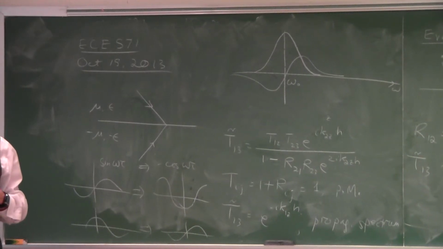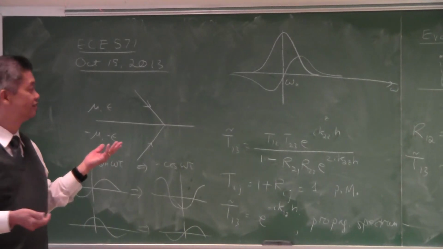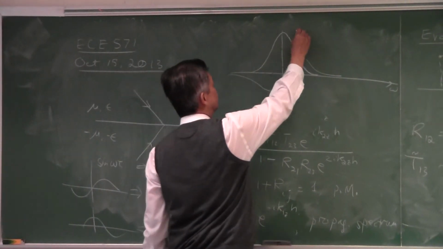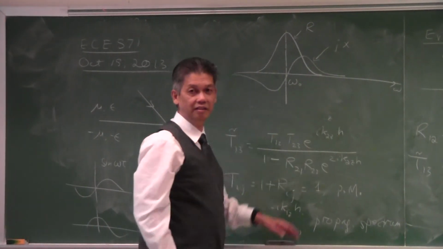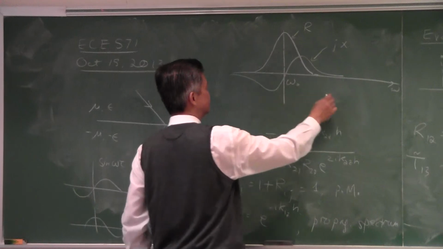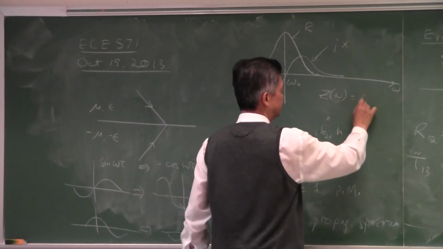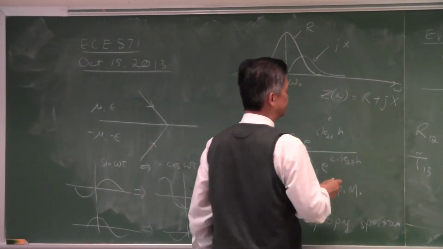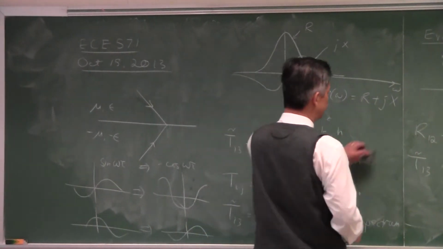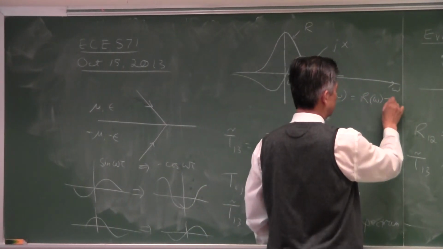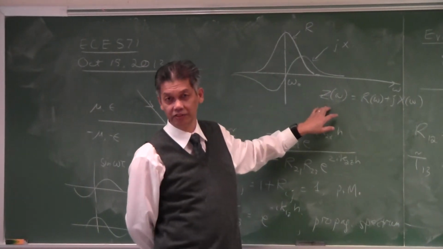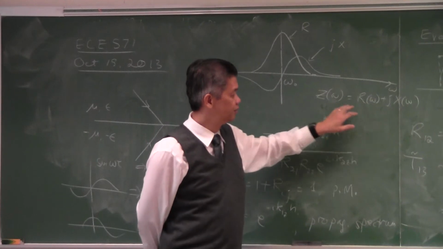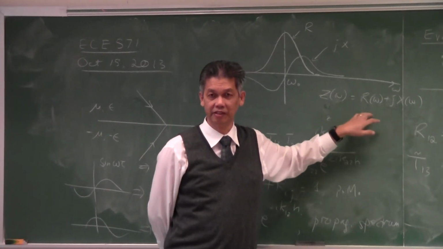Yes? Do they actually measure both the real and the imaginary part? In the lab, you could. Right, for instance, this could be R. This could be JX in the lab. This could be Z, a measurement of Z omega, R plus JX omega. This is a transfer function between current and voltage in a linear system. So these two must be Hilbert transforms of each other.